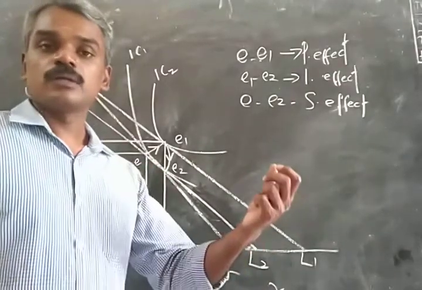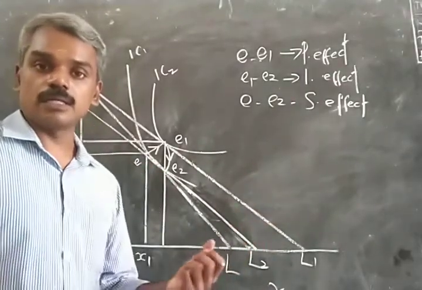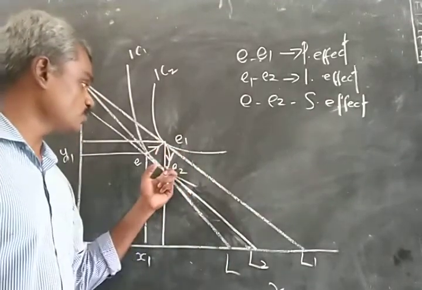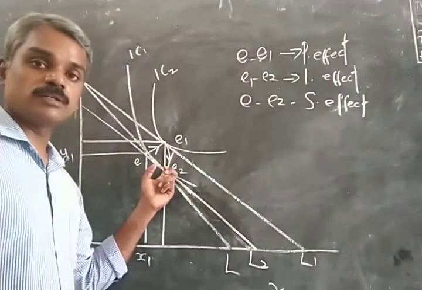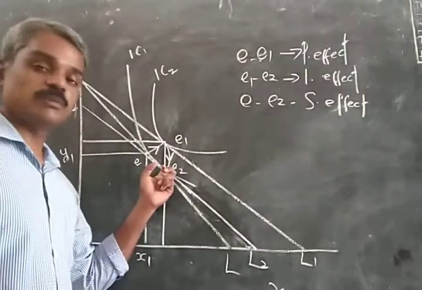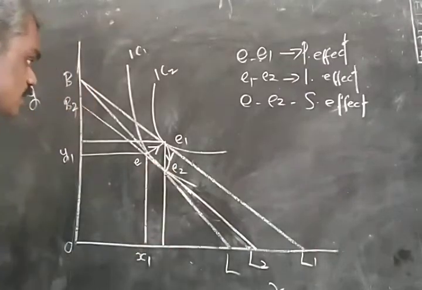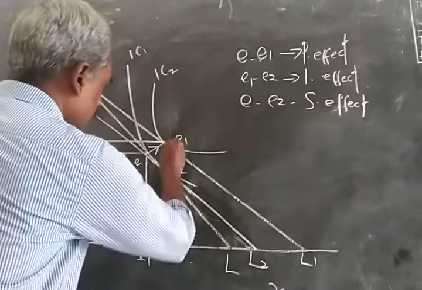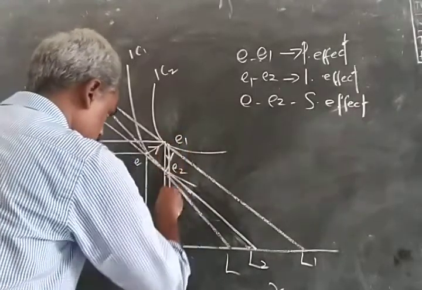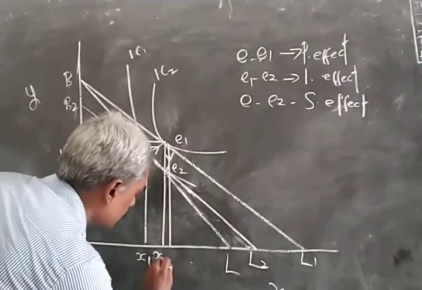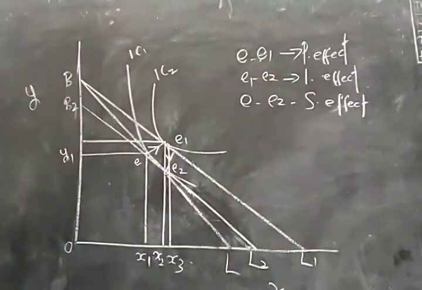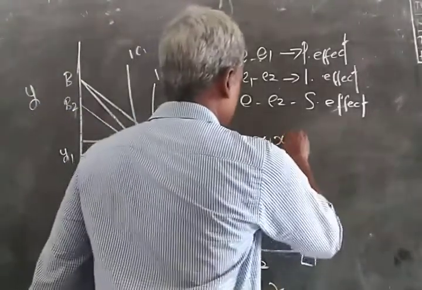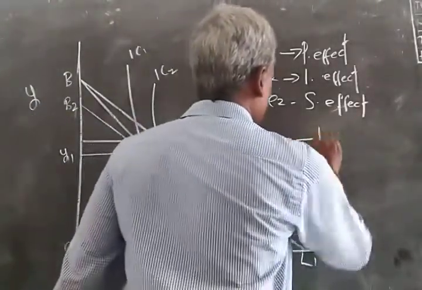And here we are negating the income effect and retaining the substitution effect. So when we negated the income effect, the consumer moved from E1 to E2, and therefore this is called the income effect, and what remains, that is the movement from E to E2, is the substitution effect. As a result of substitution effect, X2, X3. So movement from E to E1 means movement from X1 to X3. Movement from X1 to X3 is the price effect.